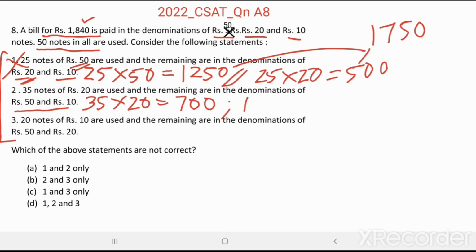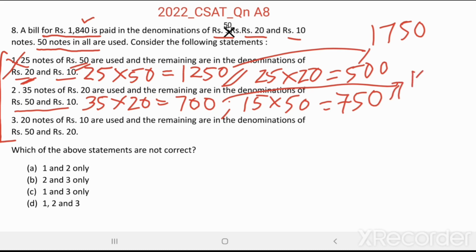Suppose all these 15 notes are rupees 50. Then we get 750 rupees. Adding these two, we get 1450, which is less than 1840. Therefore, second statement also wrong.